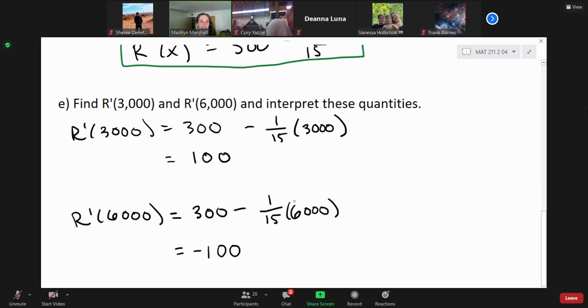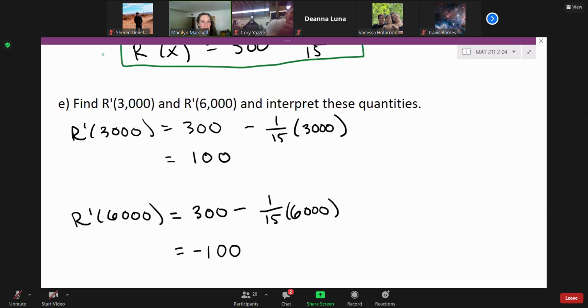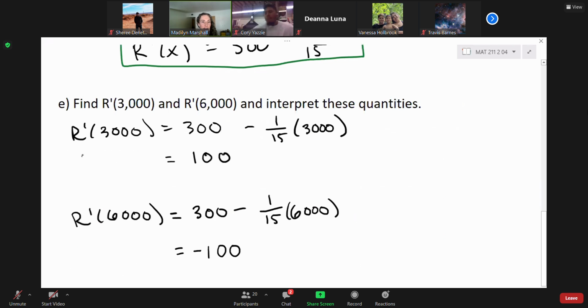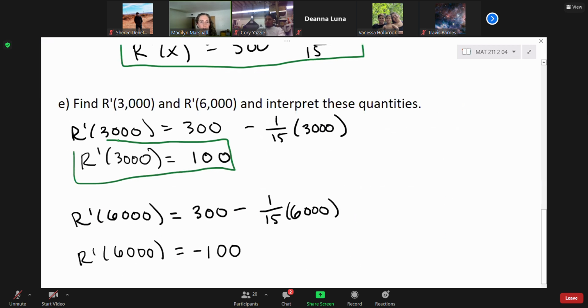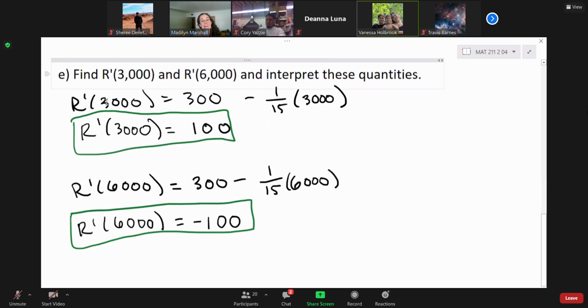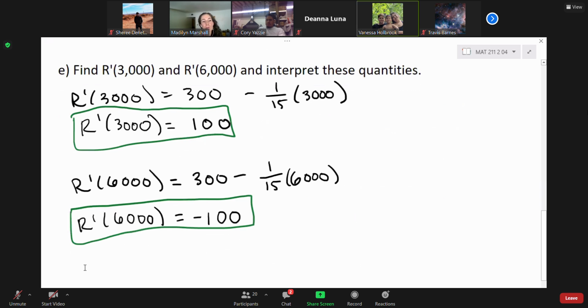So these are our two results if we plug in 3,000 and 6,000. So r prime of 3,000 is 100, r prime of 6,000 is negative 100. So the second part of this question is to interpret these quantities. I think the negative is defective products. Nope, it's not defective.